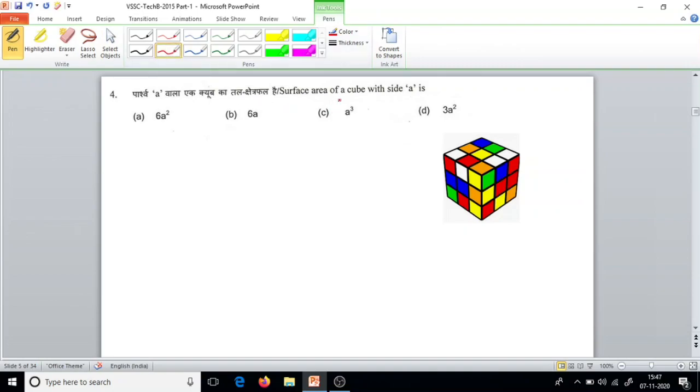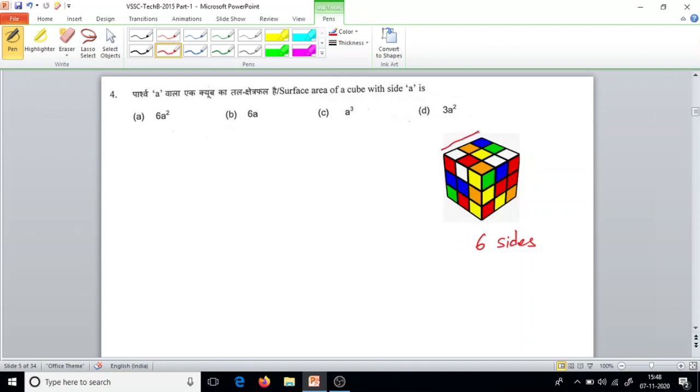Next, question number 4. Surface area of a cube with side A is. So this is a cube. Cube has got how many sides? See 1, 2, 3 and the other 3. So total 6 sides are there for a cube.